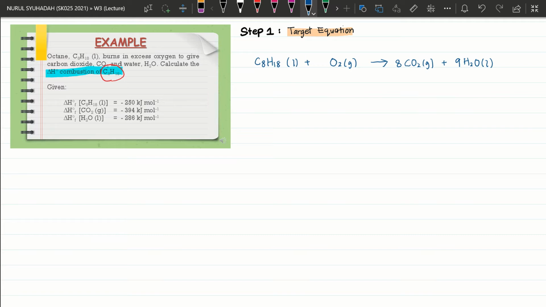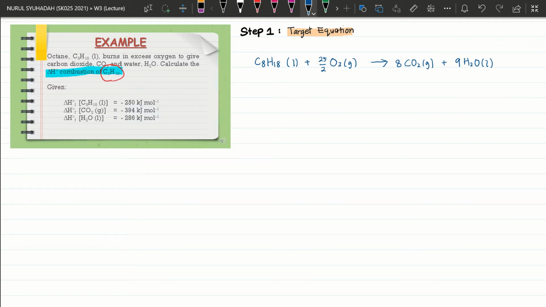And then lastly, check on the oxygens. On the left hand side we have 2 oxygen. On the right hand side you have 8 times 2 plus 9, so we have 25 oxygens. To balance the oxygen, since over here we have O2, you just put down 25 over 2. So this is our target equation.